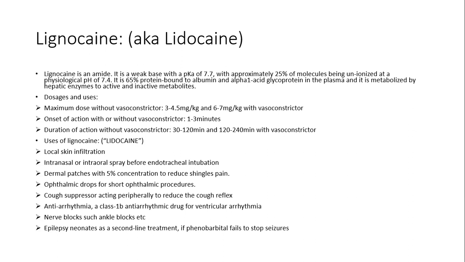Lidocaine can be contained in dermal patches, especially to reduce pains due to shingles. Ophthalmic drugs for short ophthalmic procedures. Lidocaine can also be used with cough preparations to suppress cough. Antiarrhythmia. If you have a question, which of the following local anesthetic agents can be used as a class 1B antiarrhythmic drug? We are talking about lidocaine. It can be used for nerve blocks, and for epilepsy as a second line treatment after phenobarbital has failed. So if I ask you to mention 7 uses of lidocaine, you just write lidocaine and begin to fill in the gap, okay?